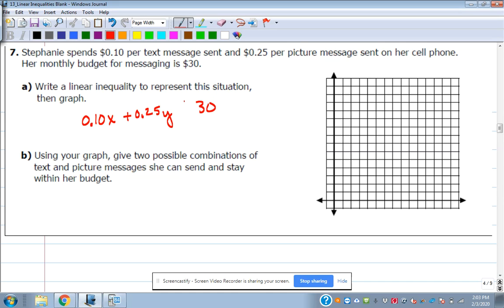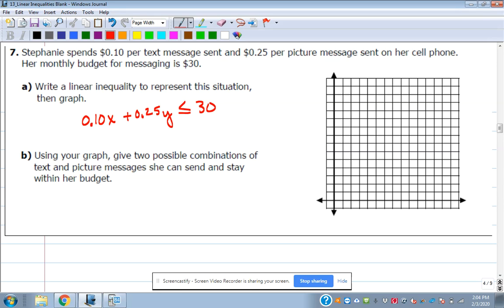Very good, Kelly. Less than or equal to. We can't go above $30. That's all we've got for our account there. So going less than or equal to $30. And then it says write that inequality and then graph it. So we're going to graph that. So if I'm going to graph that, what do I need to do?